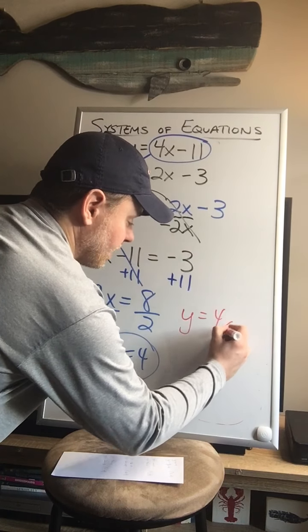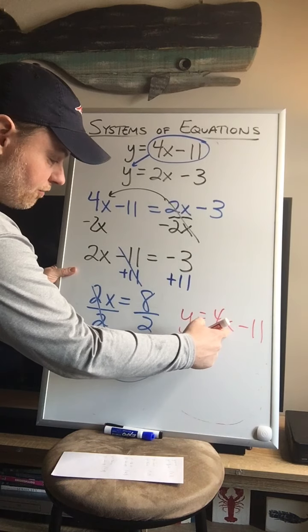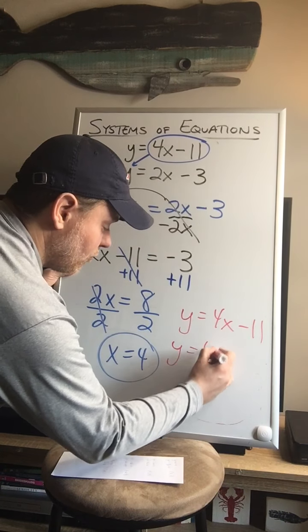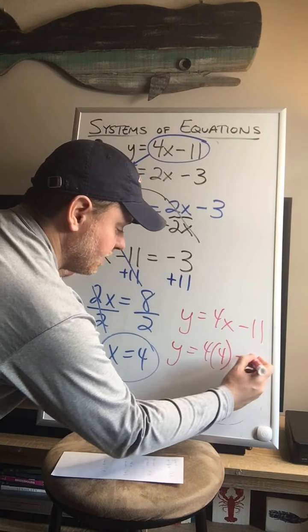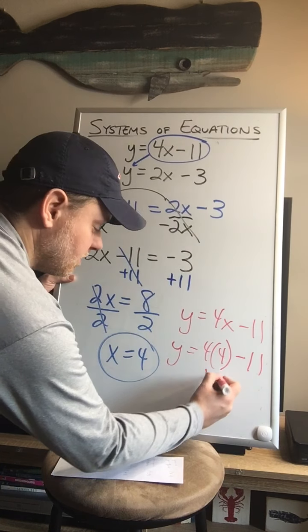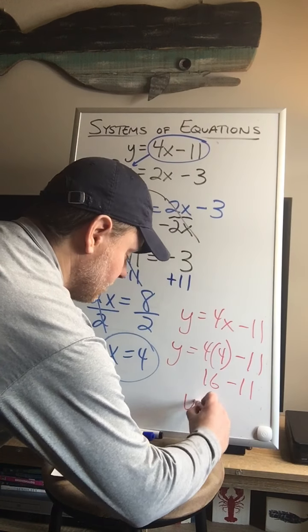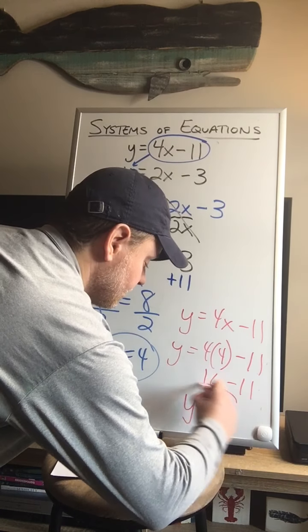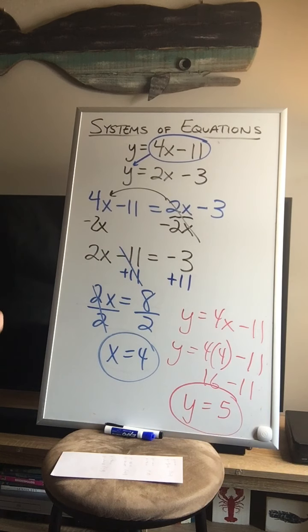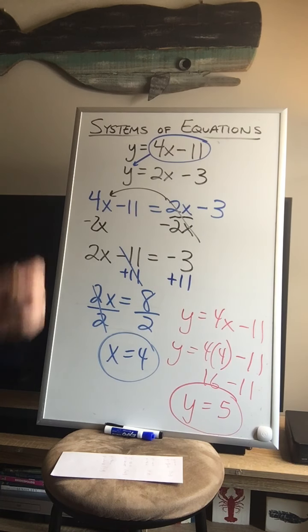So 4x minus 11. So if I put the 4 in for the x, then that'll be 4 times 4 minus 11. And 4 times 4 is 16, minus 11, and it looks like the y comes out to be 5. So our solution is x equals 4 and y equals 5. That's the point in the coordinate plane where the lines will cross.